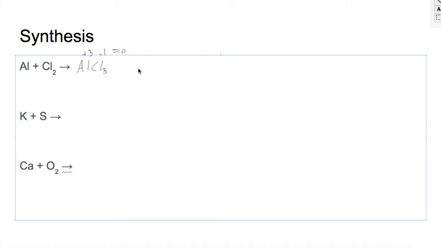Another way we can do this is called the crisscross rule. So if we ignore the charges here, get the charges from the periodic table, the value of that charge, so the 3 becomes the subscript for the chlorine and the 1 becomes the subscript for the aluminum. Let's see how that works for the next one. We have potassium and sulfur. Here is potassium sulfide. That's the only thing that we could possibly have here. There's a +1, -2. Again, that information comes from the periodic table. The 2 comes down and the 1 comes down.